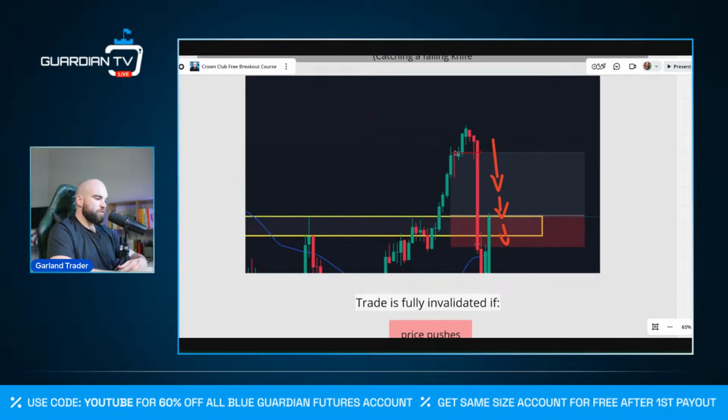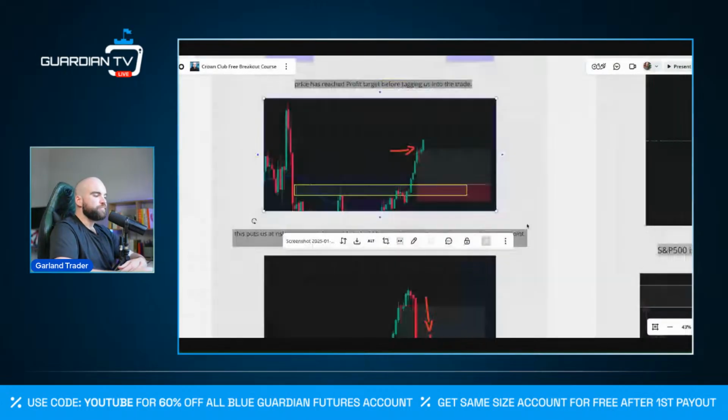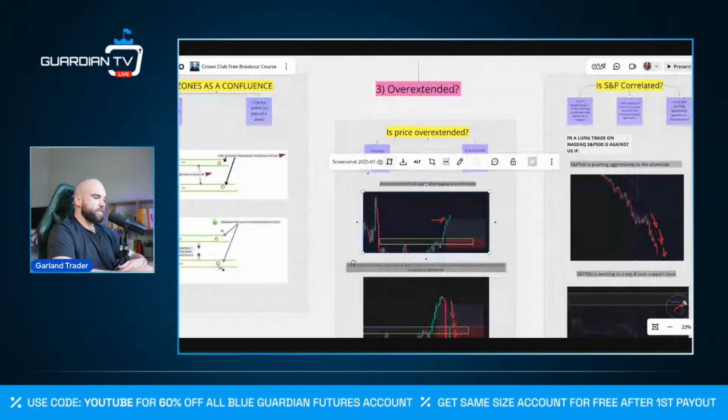If it has gone to TP and it's gotten close and it takes quite a while to come back, I might still get into this trade with lower risk. It's a confluence. It's not a hard rule, okay, for me. So that is identifying if price is overextended or not.